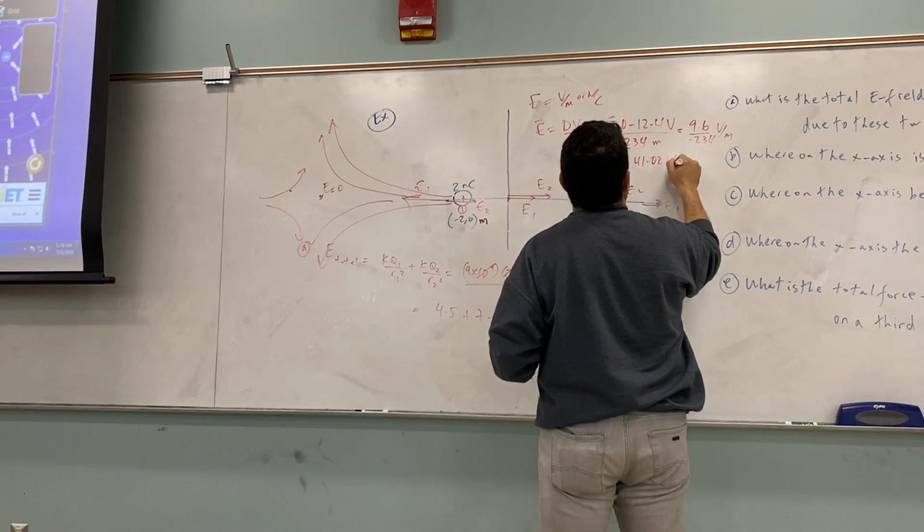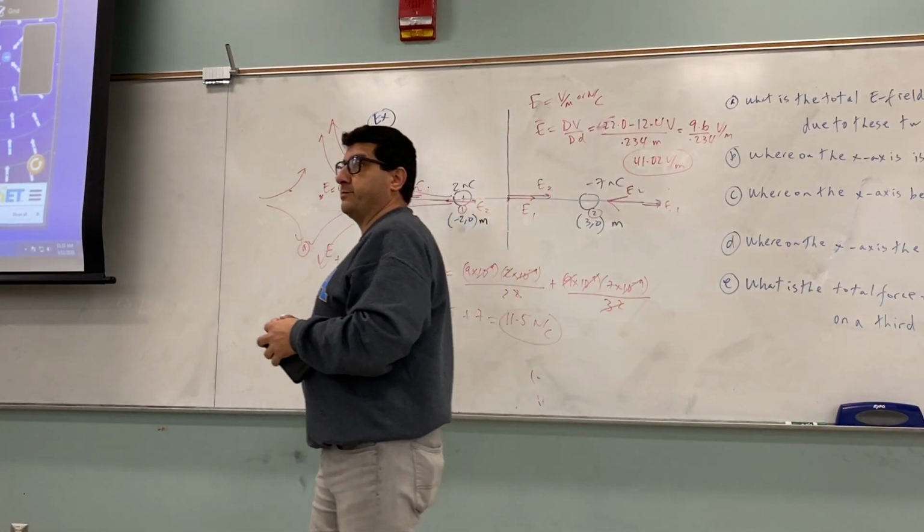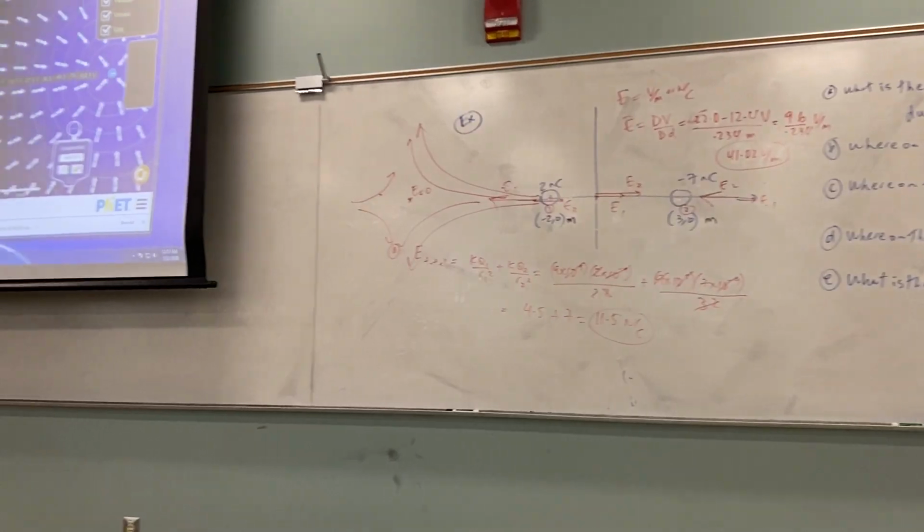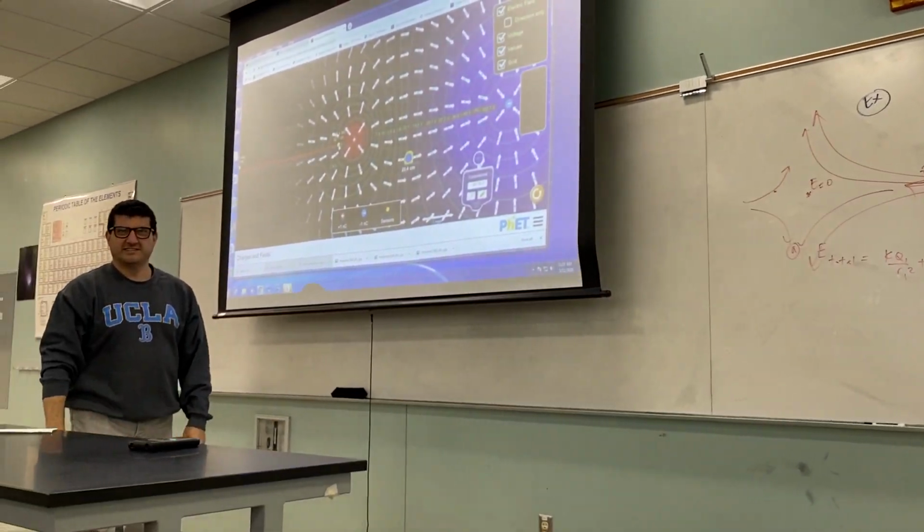41.02 volts per meter. Now, can I check that with the app? Can I take the sensor and go put it there in the middle, between those two points? What is this telling me? 42.7? Is that what we got? 41 point... Gotta do that again.